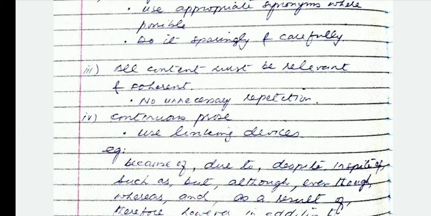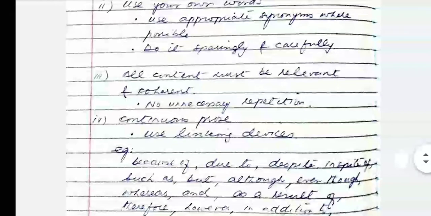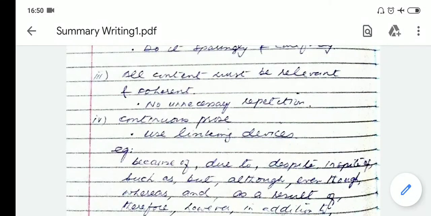It should not look like it is produced from the main points you have just jotted down, using full stops and commas and joining them with, like I told you, firstly, secondly, thirdly. No, it should look like a continuous prose, and in order for it to look like a continuous prose, you must use linking devices.